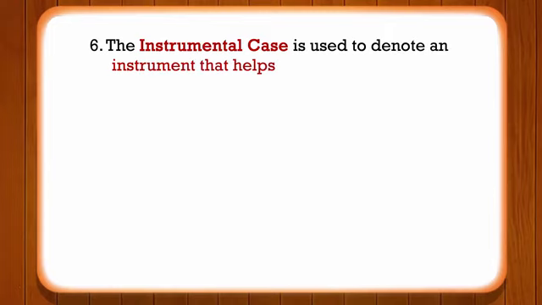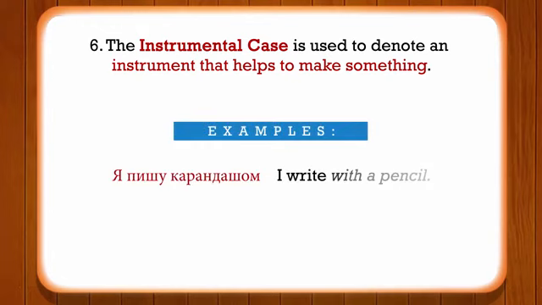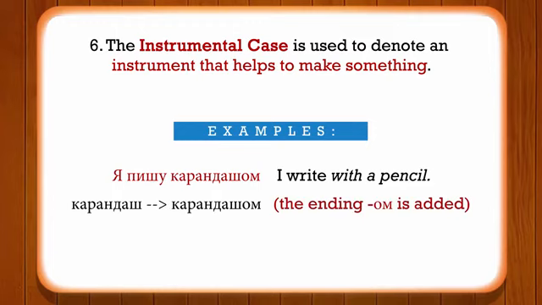The sixth case is known as the instrumental case or tvorITELni padež, which is used to denote an instrument that helps to make something. Now let's understand it properly with the help of an example. Ya pishu karandashom. We already know that karandash means pencil, but we can see the change in the ending. Ya pishu, I write with what? I write with a pencil. Ya pishu karandashom. You can also use in place of karandash, ya pishu melom. So I write with chalk. Ya pishu ruchkoi. I am writing with a pen. So many more examples you can see here.